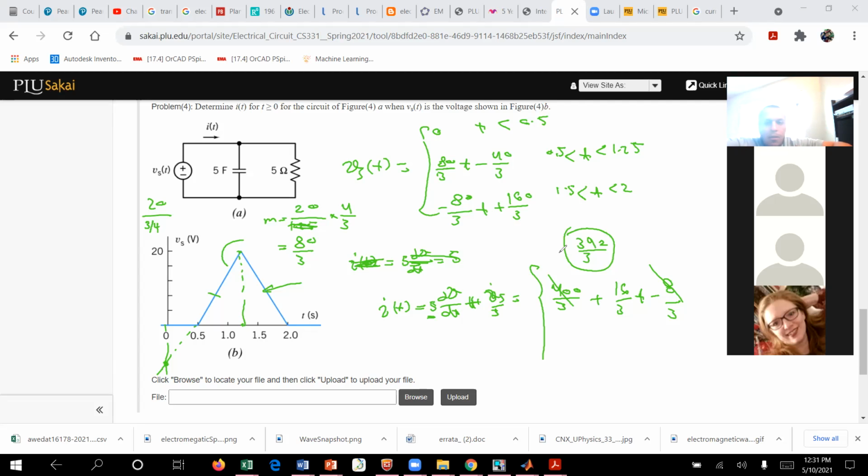Absolutely. So, Professor, do you want me to convert it back into fraction? No, you don't have to do anything. You get the full mark for this question. Okay. All right, sounds good.